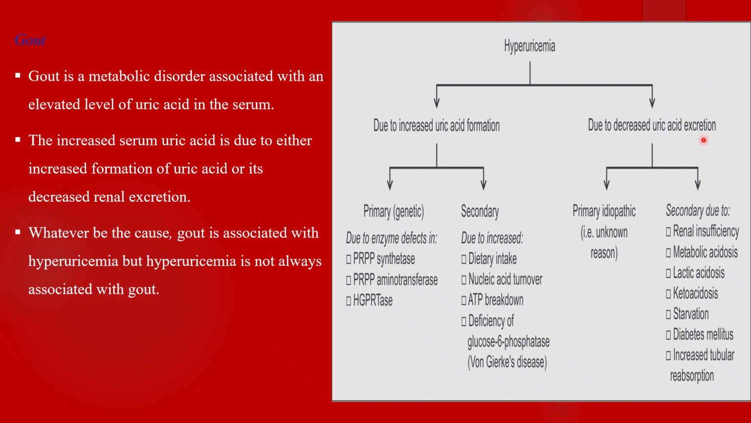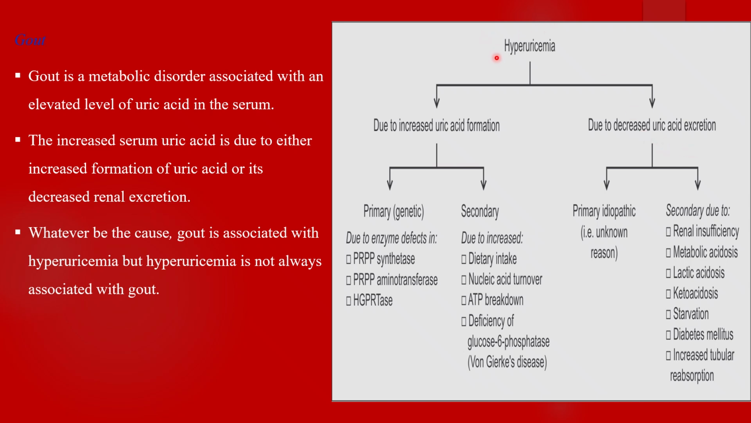Then, due to a defect in uric acid excretion, what can be the causes? The primary can be idiopathic, with an unknown reason. The secondary causes can be renal inefficiency, then metabolic acidosis, lactic acidosis, and ketoacidosis. All these acidotic conditions decrease the pH and thereby increase the precipitation of uric acid and its deposition in the form of crystals and further formation of stones. Then starvation, diabetes mellitus, and increased tubular reabsorption. All these conditions are secondary causes for increased concentration of uric acid in the blood.